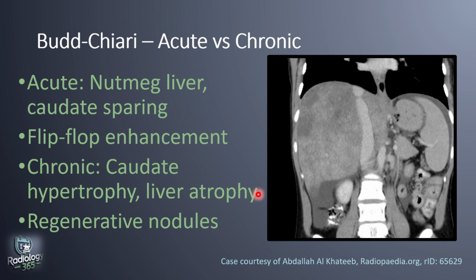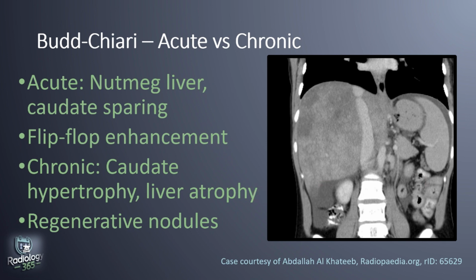When it becomes chronic, the liver may start failing. The caudate lobe would grow bigger and the rest of the liver would start to shrink. You might also see regenerative nodules popping up, basically signs of chronic liver disease. It's not necessarily specific to Budd-Chiari, but when Budd-Chiari persists for very long into the chronic stages, you basically have the liver looking like a chronic liver disease case, regardless of the cause.